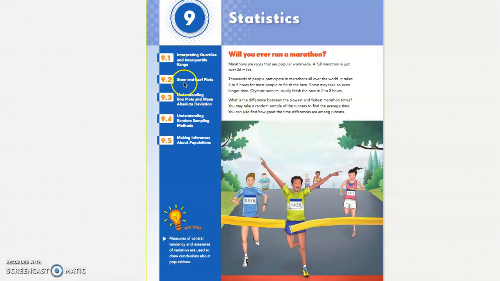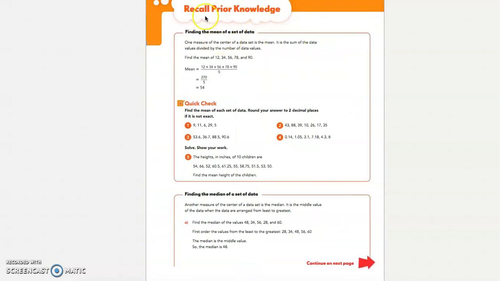As you can see over here, these are all the lessons and all the things that we're going to be learning about. However, before we do those things, I want to go backwards and do two things that you should already know, but just review them a little bit. So it's part of the recall prior knowledge.